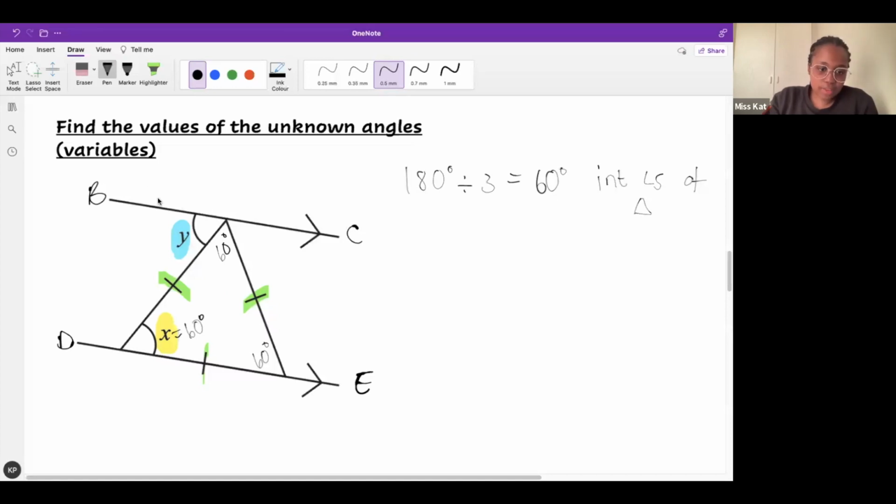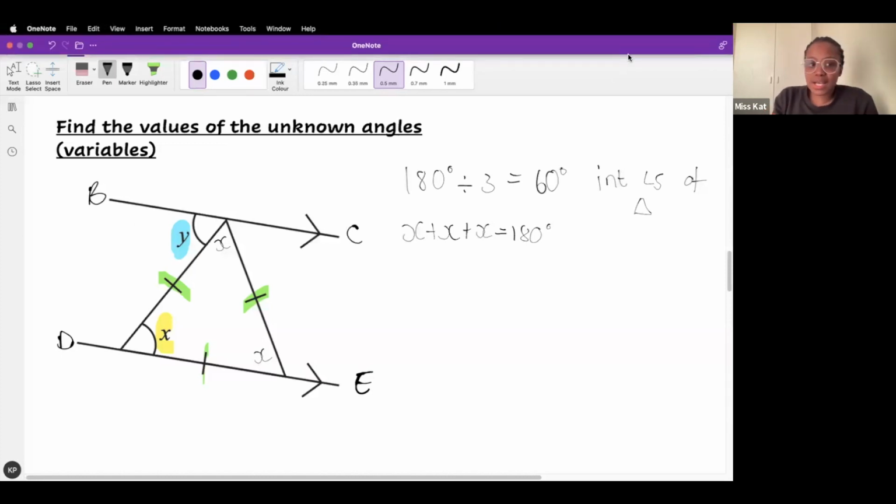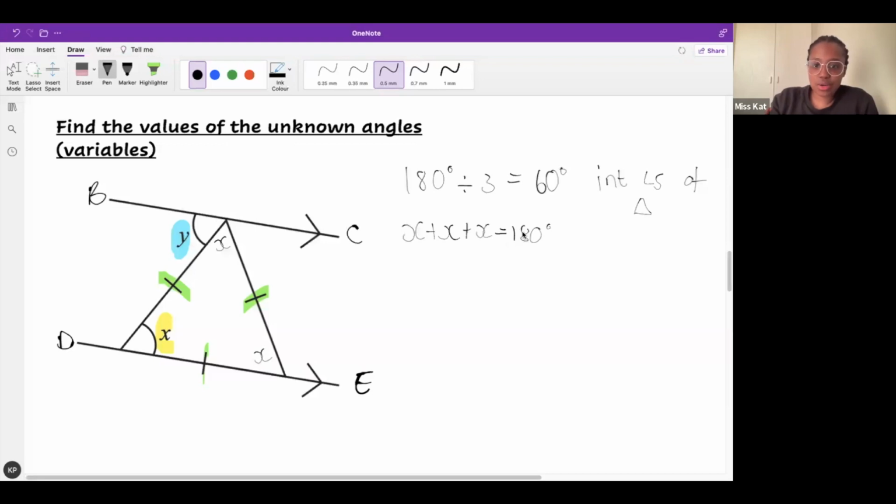You can. Here's another way you could have done this, guys, but without dividing by 3. You could have said, since this is an equilateral triangle, if that's X, that's also X, and that's also X. Then X plus X plus X equals 180. Same reason, interior angles of a triangle. What's X plus X plus X? 3X, thank you, Tando.